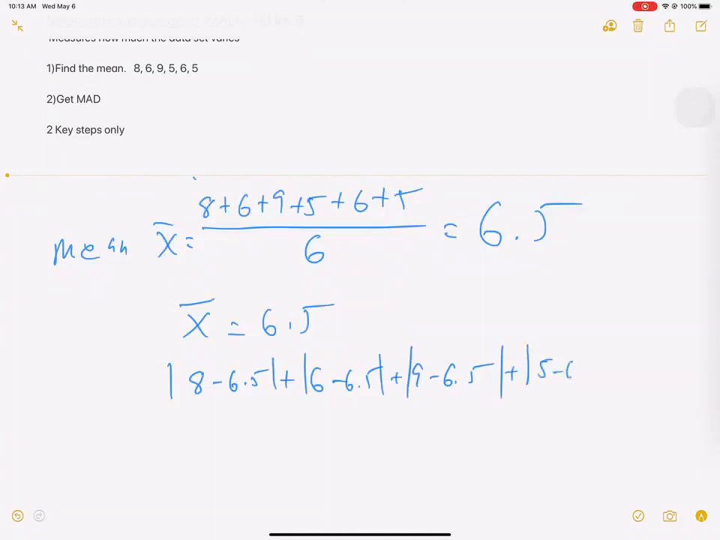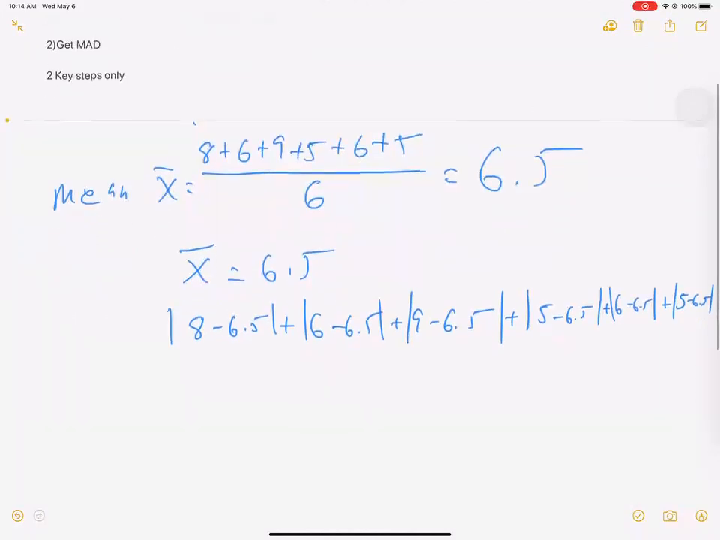5 minus 6.5. That's going to be a little lower, right? And then plus 6 minus 6.5. And then we're going to say plus 5 minus 6.5. Okay? So our next goal is to add up all the differences. So let's go ahead and we do this with a calculator right now.